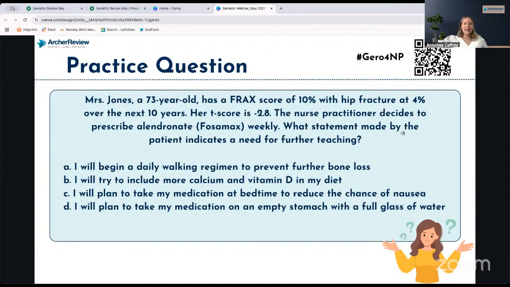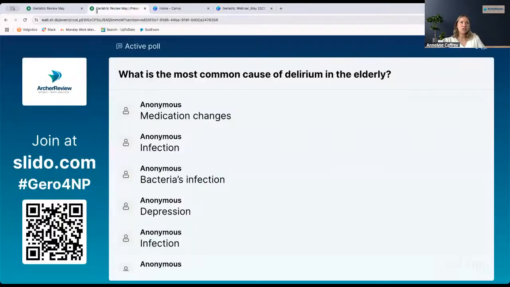Okay, we've got a practice question now. Mrs. Jones is 73, FRAX score 10%, hip fracture risk 4% over the next 10 years. T-score is negative 2.8. So if you guys remember T-scores, where does that fall? Osteopenia, normal bone health, osteoporosis? They decided to prescribe Fosamax weekly. What statement indicates that they need more teaching? Okay, give you guys just a second to answer.